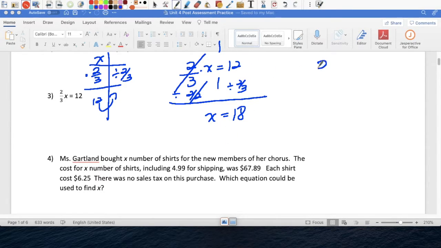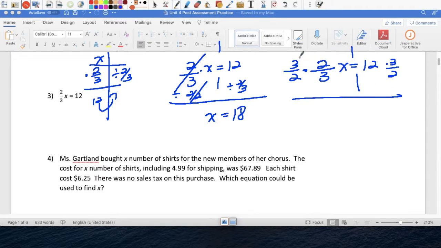The other way of doing that, I don't know if you remember this, right? Dividing by 2/3 is the same thing as multiplying by 3/2. That's easier for you to do. You can do it this way. 3 and 3 simplifies, 2 and 2 simplifies, we get x. And over here, 12 times 3/2, well, it's the same thing. It's still 18. So whichever way you decide to go, it's fine.